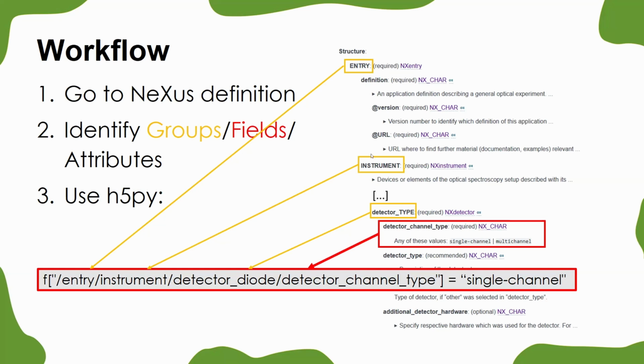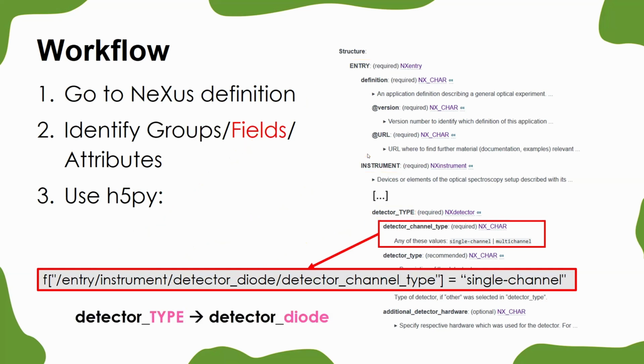Then you have to work through this NeXus definition. Again, just notation: this detector uppercase type is replaced by detector lowercase diode. It's a special case, so to say. You can also have diode 2.